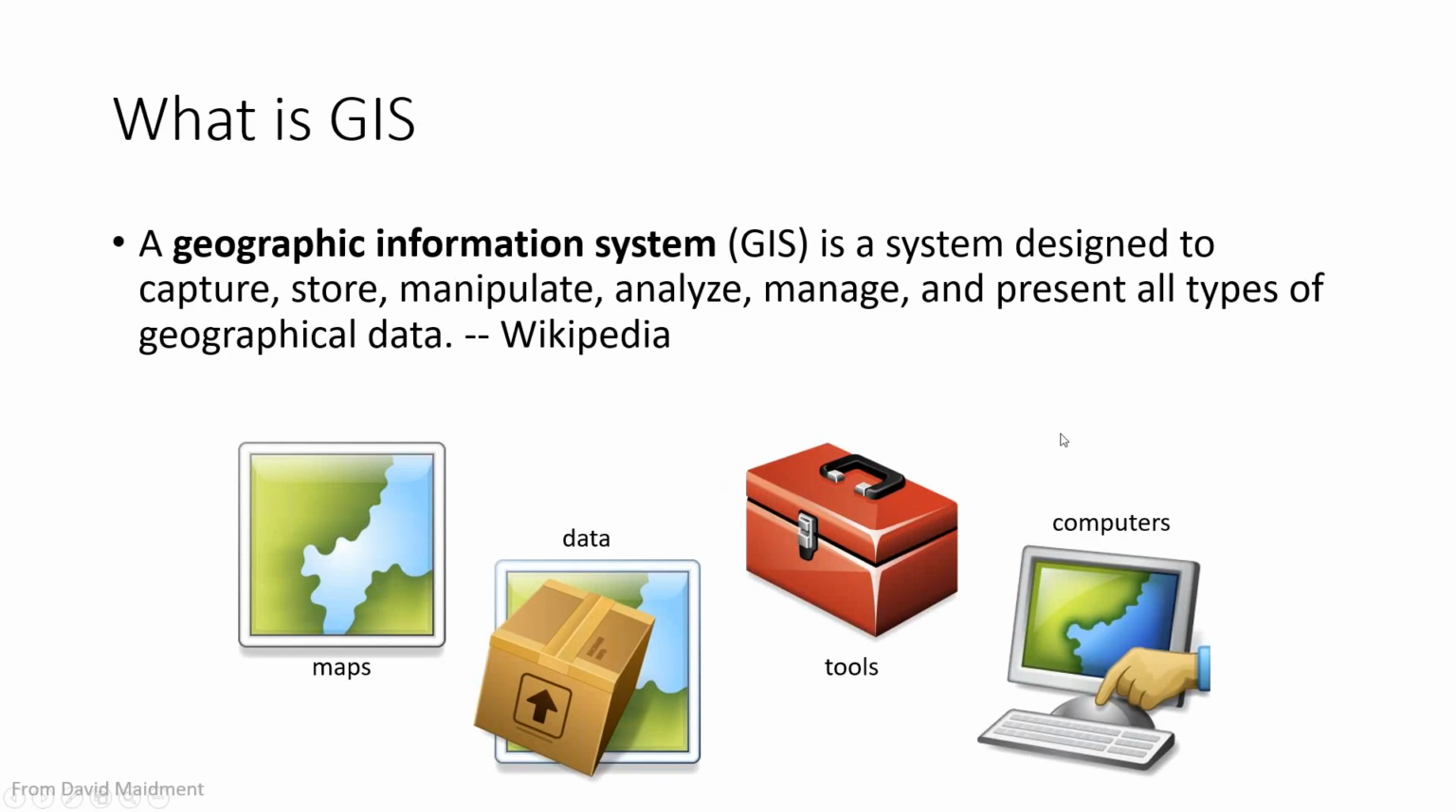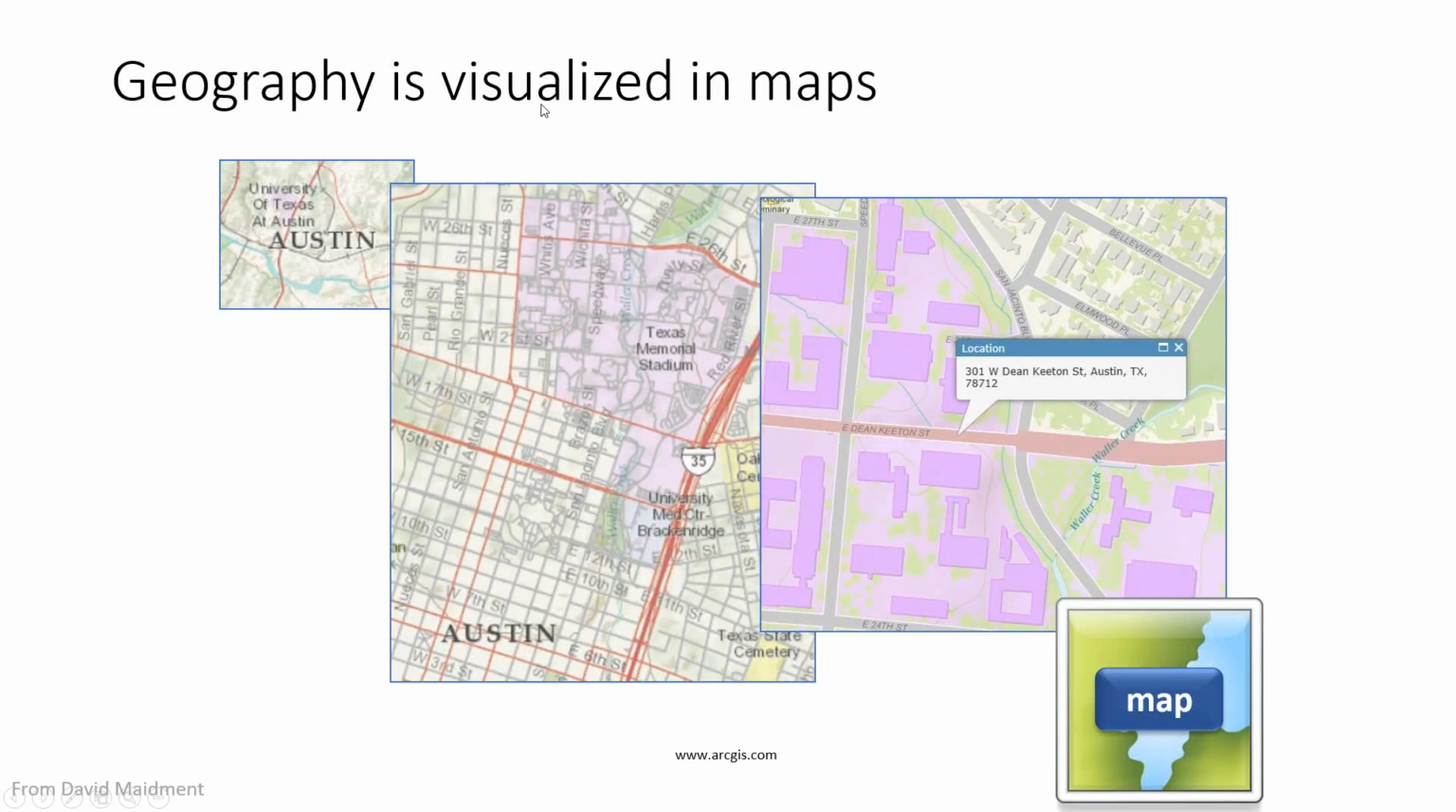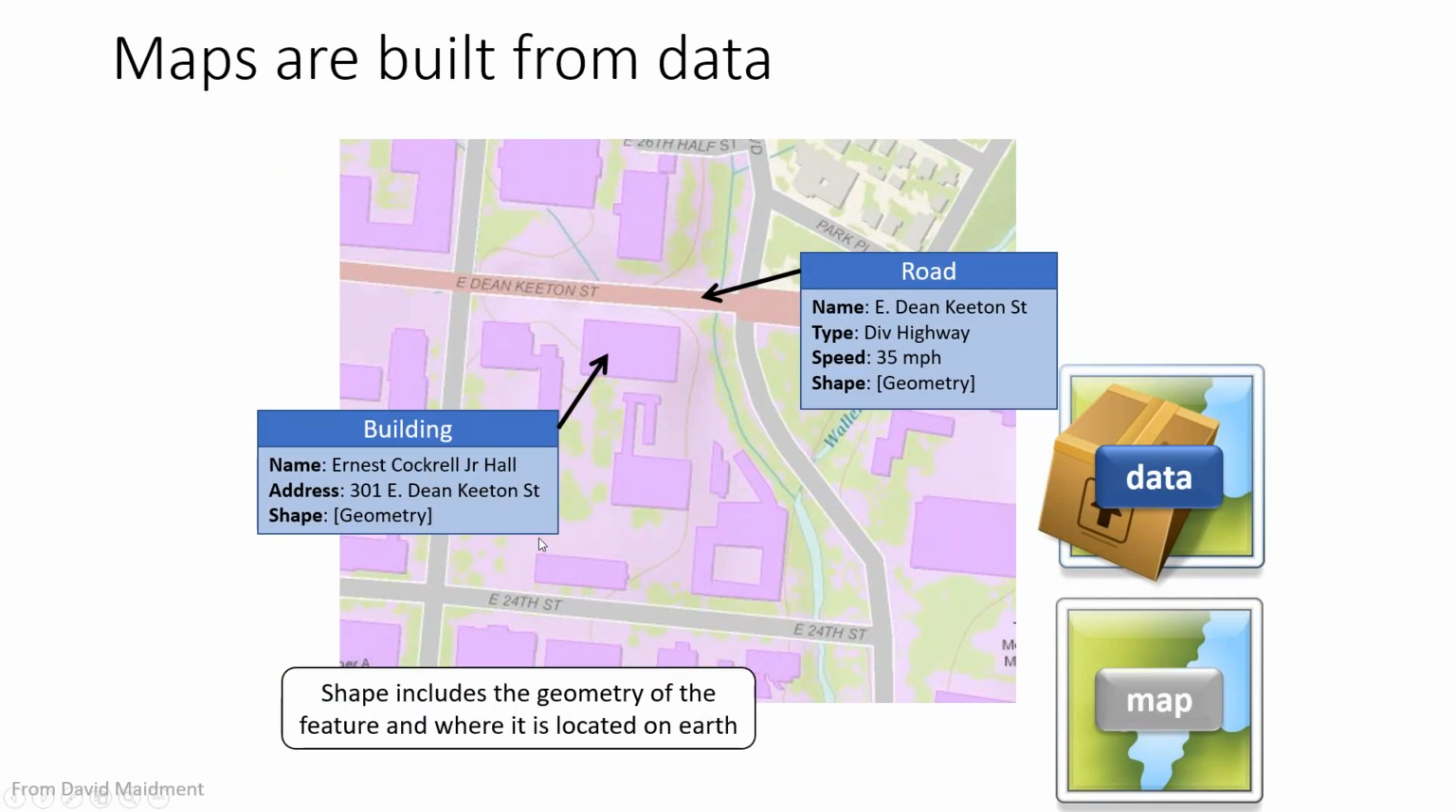So a geographic information system is a system designed to capture, store, manipulate, analyze, and manage lots of types of geographic data. It's maps, data, tools, working on computers. Really, geography is visualized in maps. And here we have a map of Austin with UT Austin highlighted there. And you can zoom in and identify a specific address.